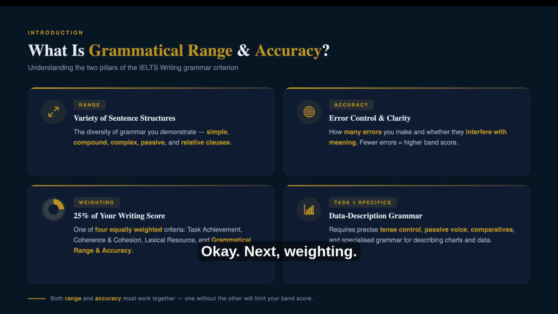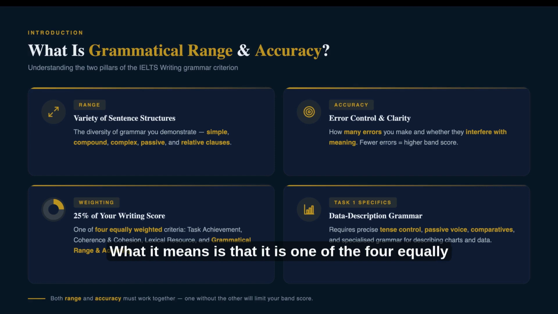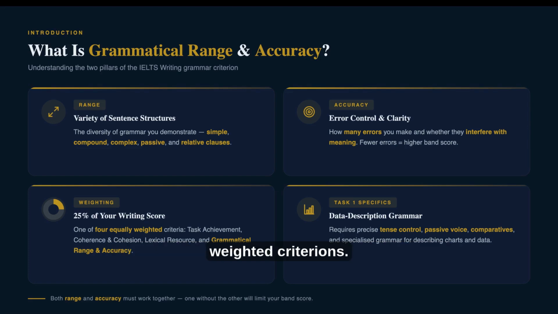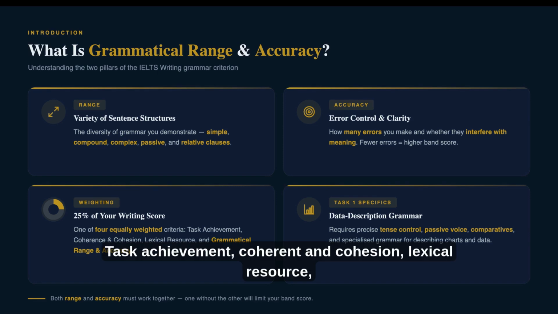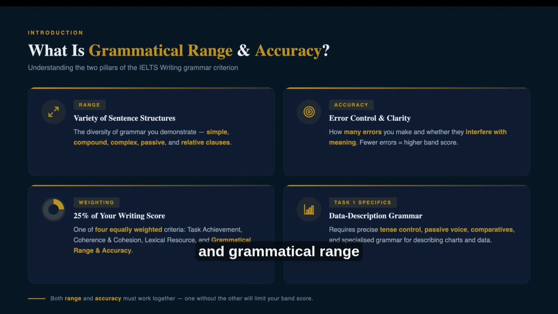Okay, next, weighting. Weighting is the 25% of your writing score. What it means is that it is one of the four equally weighted criteria: task achievement, coherence and cohesion, lexical resource, and grammatical range and accuracy, which we're talking about right now.